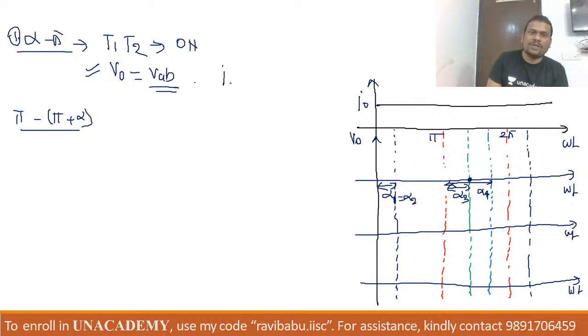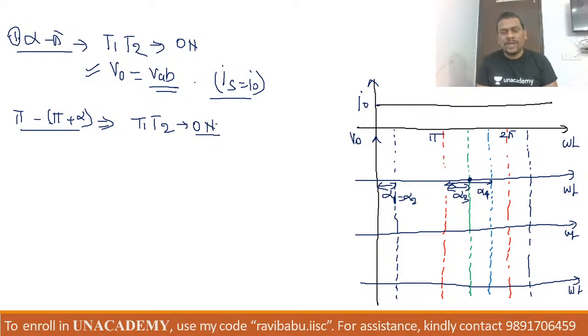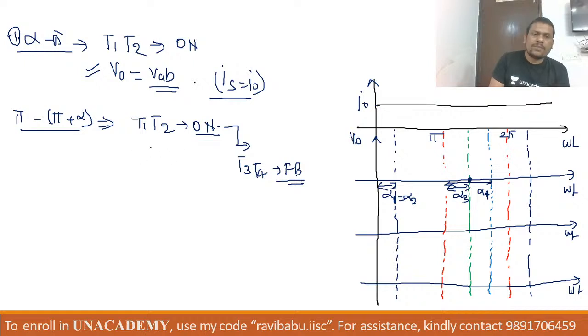And see properly, in this particular period, our IS is equal to I naught, and obviously it will be positive. In this range, pi to pi plus alpha, see properly which pair will conduct. Still T1 and T2 will be on, because we require continuous current. So the inductor will change its own polarity and provide continuous conduction. Now, the most important thing I want to tell you: T3 and T4 both are forward biased but still off. This is the thing. Now in this case V naught is still VAB, and I naught is equal to IS.